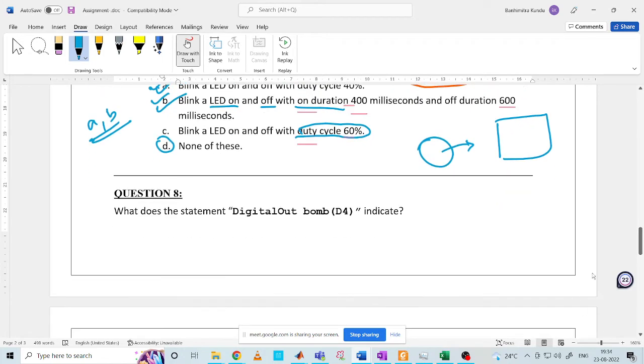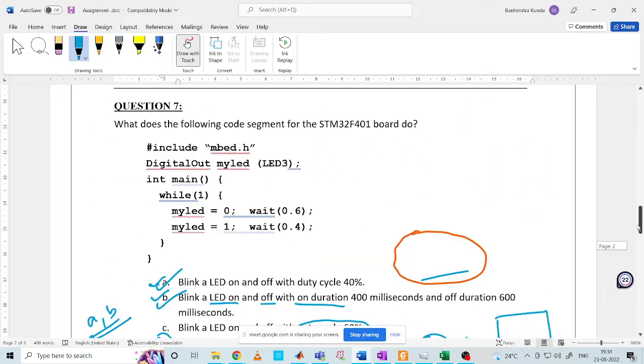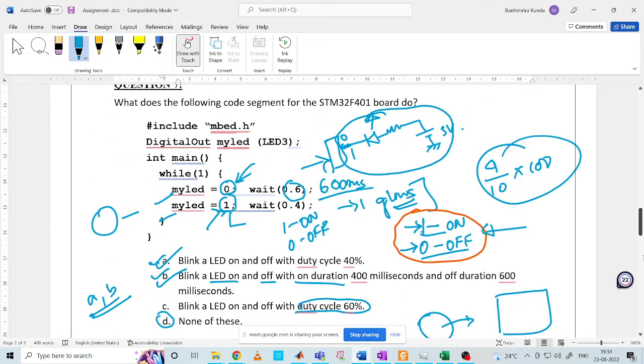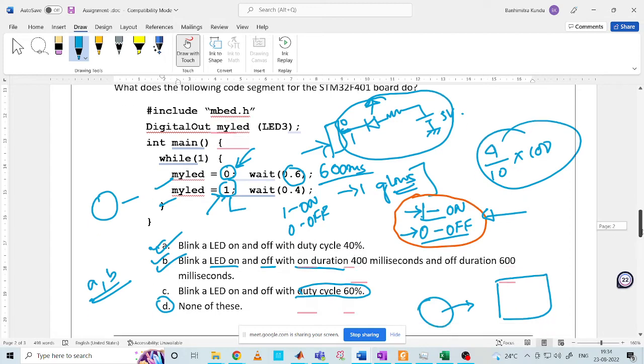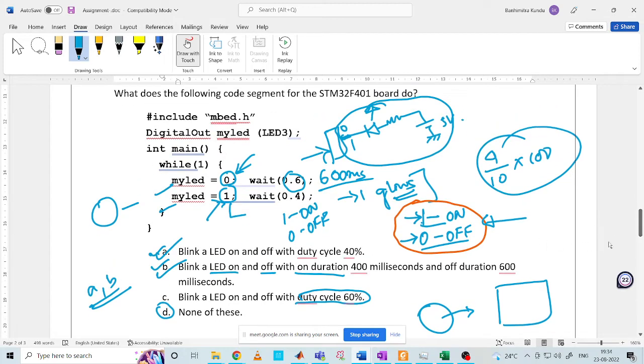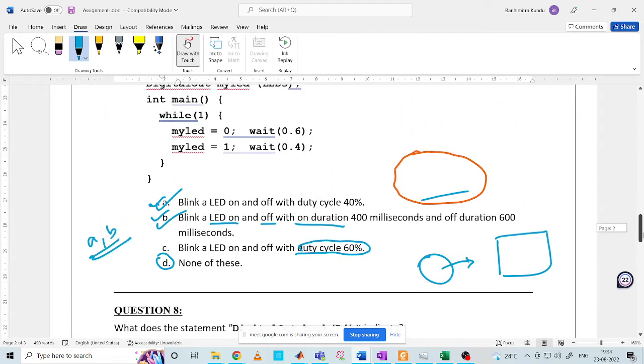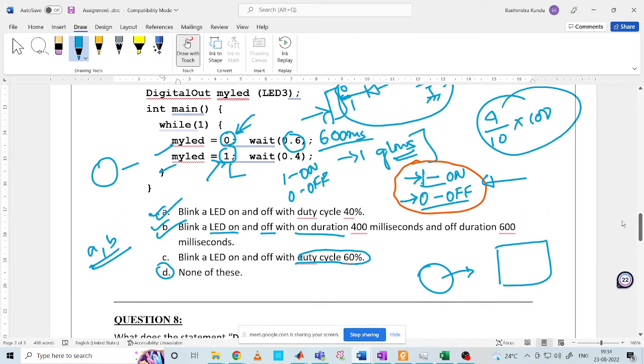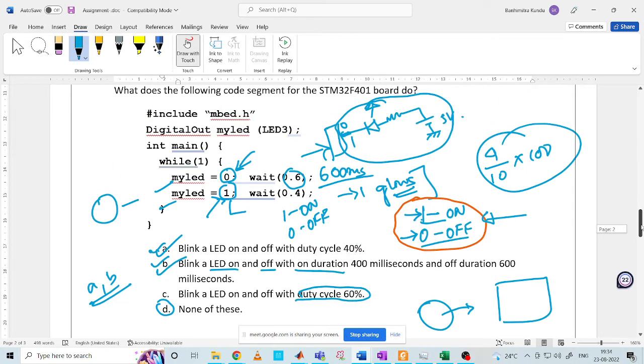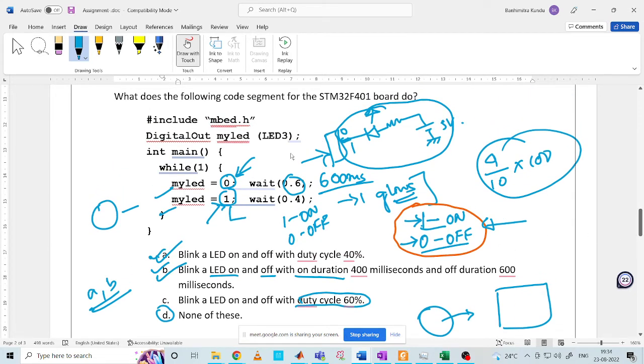Sir, which pin in the STM board is the inbuilt LED? That I have to check. LED3, correct. I have not checked the board. LED3 maybe. But you will get to know that only when, for example, you buy the board.